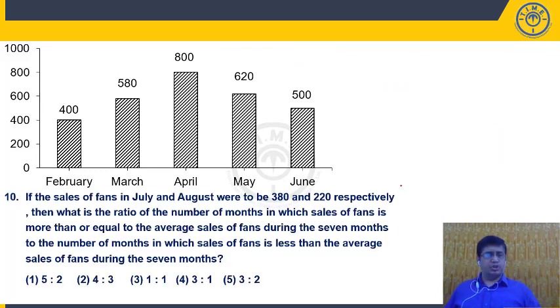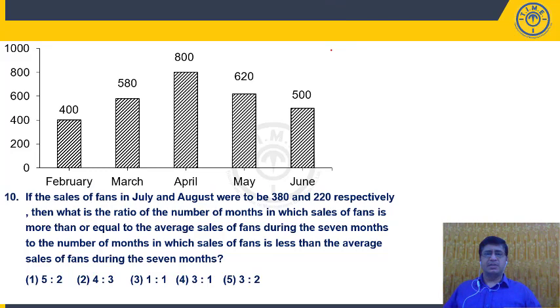Look at the next example, question number 10 on your screen. If the sales of the fans in July and August were 380 and 220 respectively, then what is the ratio of the number of months in which the sales of the fans more than or equal to the average sales of the fans during the 7 months, and to the number of months in which the sales of the fans is less than the average sales of the fans during the 7 months.